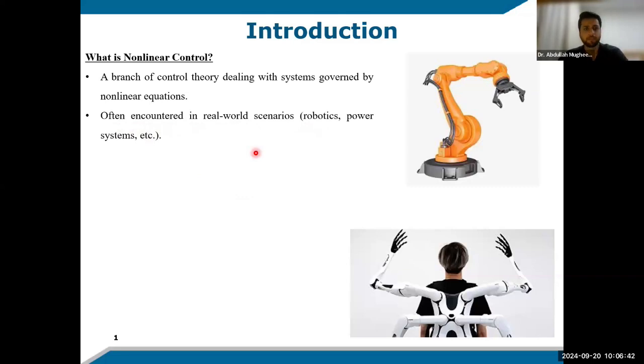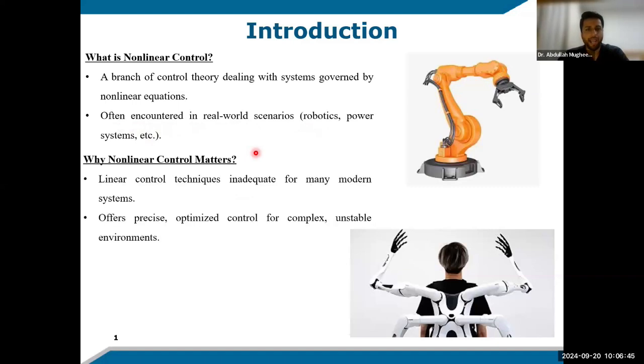system. Okay, so moving on, so why non-linear control matters? Linear control techniques are inadequate for many modern systems. Okay, since modern system here indicates that we are moving towards something that is more and more sophisticated day by day. Well, if it is more sophisticated, it can do a lot of things. Then yeah, it will have a non-linear nature, and linear techniques will fail there. Okay, so we need something good that can cater for these unpredictable outcomes. We need something that can control these unpredictable outcomes in accordance to our requirement.